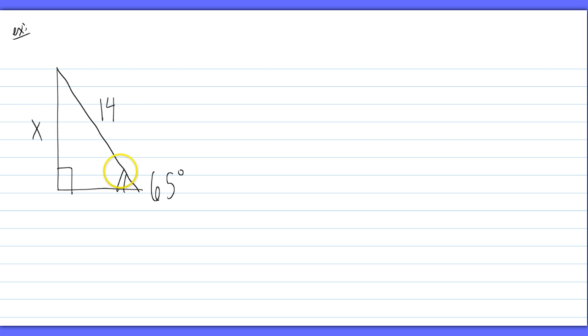From the 65-degree angle, we would call the 14 the hypotenuse. And also from the 65-degree angle, we would call the x the opposite. So I'm classifying the two important sides and how they are related to the 65-degree angle. 14 would be the hypotenuse regardless, because the 65-degree angle is where we're starting from. That makes x the opposite.